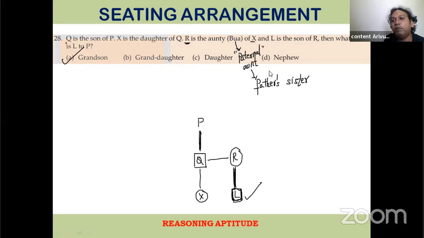This doubt, maybe the person who was solving this question may not have understood the meaning of Bua. Bua means paternal aunt. In Hindi, we have Masi, which means maternal aunt. I don't think in the exam they will be using these Hindi words. Don't worry about that, okay? But in this question, they have used the word Bua so that you can understand they're talking about paternal aunt, not maternal aunt.